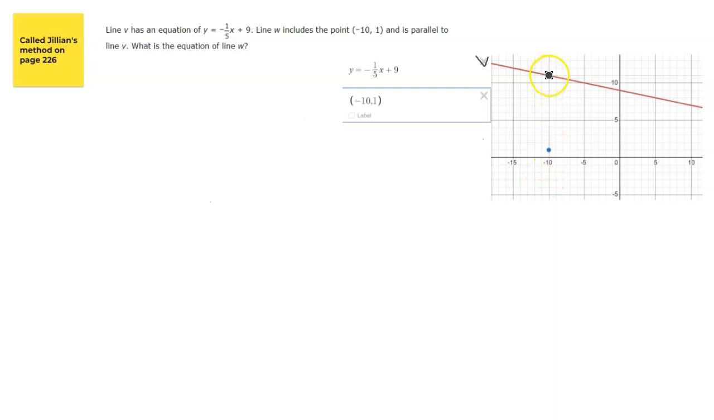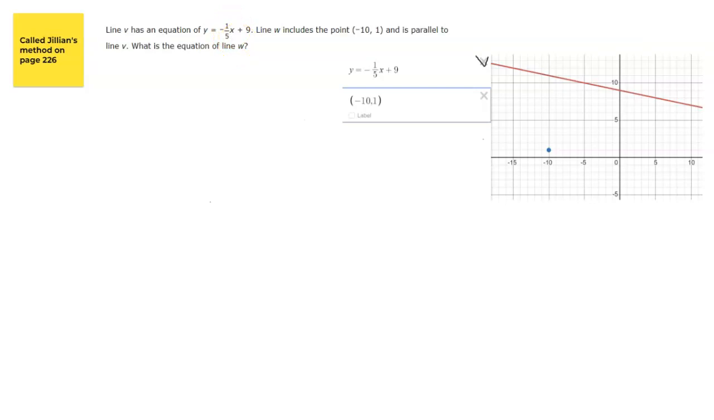This point on line V and this point on line W are both going to have x be equal to -10 right here. See, x is equal to -10 here, and x is equal to -10 here. That's a very important point for her approach. So what we're going to do is plug in or substitute -10 in for x right here. Let's do it.